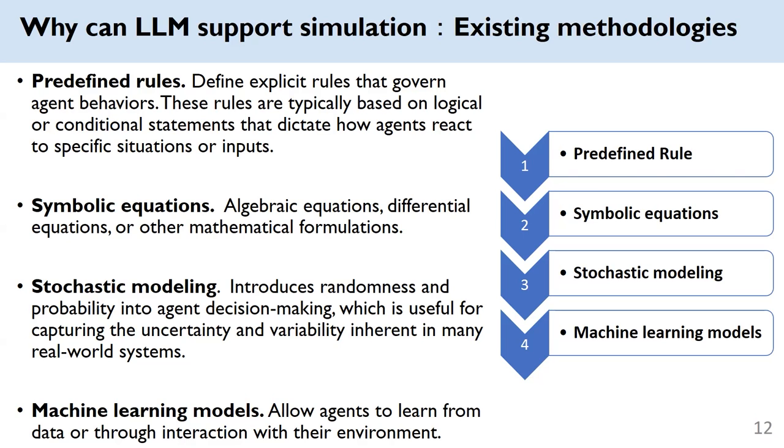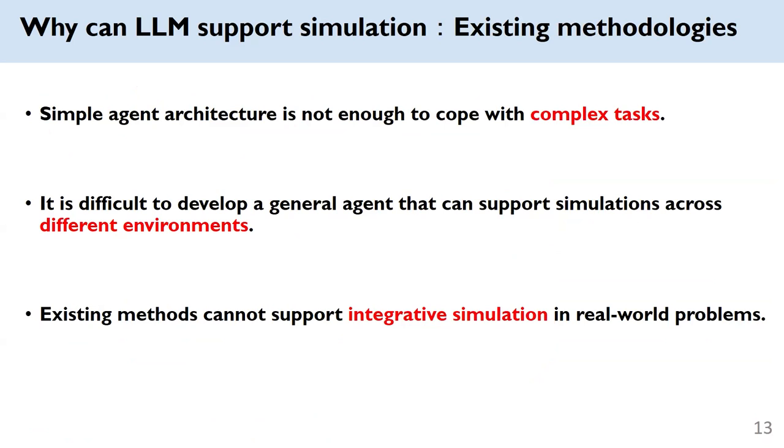The fourth kind of approach is machine learning models, including supervised models trying to generate behaviors, or reinforcement learning based methods that try to maximize some reward or goal and take the action that can maximize the goal. So we summarize the existing works into four aspects and then discuss the limitations of these methods. The first is that a lot of works use a very simple agent. A simple architecture is not enough to cope with the complex tasks in real-world applications. The second challenge is that it is difficult to develop a general agent that can support simulations across different environments. When the environment changes or the agents are deployed to a different environment, it requires a redesign of the agent. So it is another limitation.